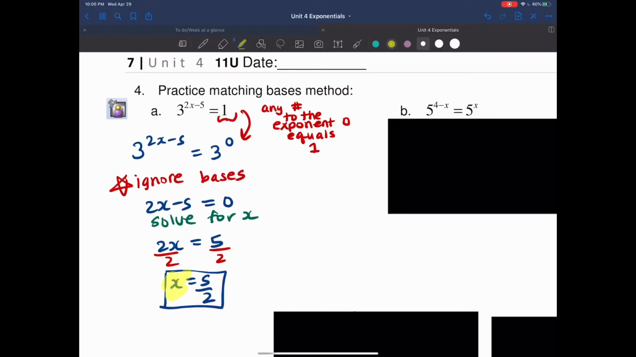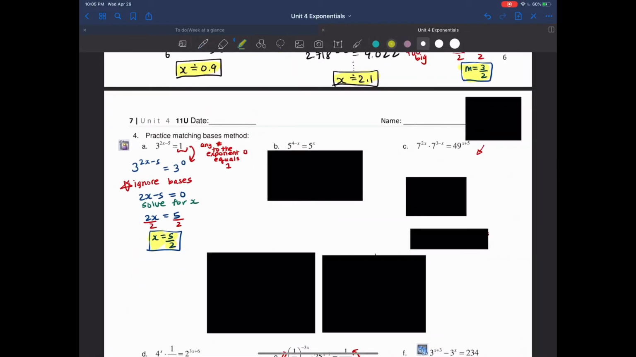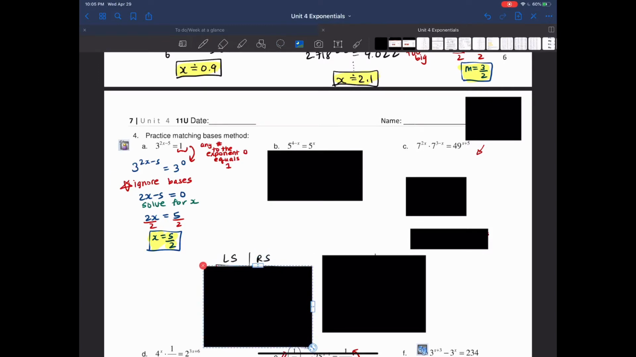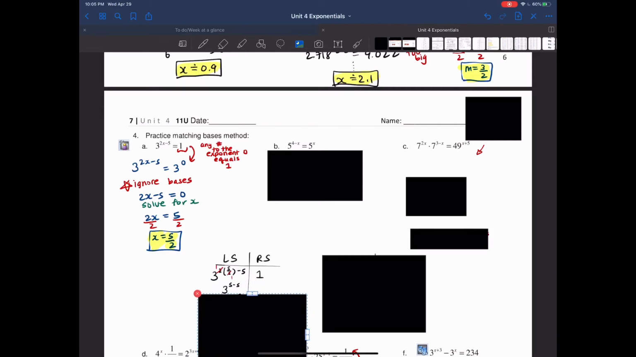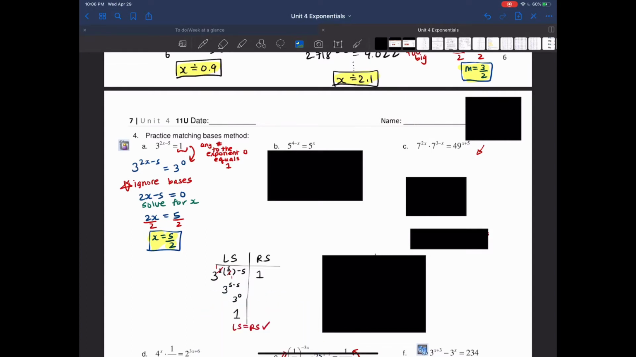And I'm going to do a left side, right side check. Hopefully it's pretty straightforward how you do that. You simply write the left side, right side, the t-chart. Write down the original equation and plug in your value of 5 over 2. What we notice is that the 2's cancel out and you have 5 minus 5 in your exponent. And so since you have 3 to the exponent 5 minus 5, well, 3 to the 0 is equal to 1. And so therefore, left side equals right side, which concludes that my answer is correct. That's part A.